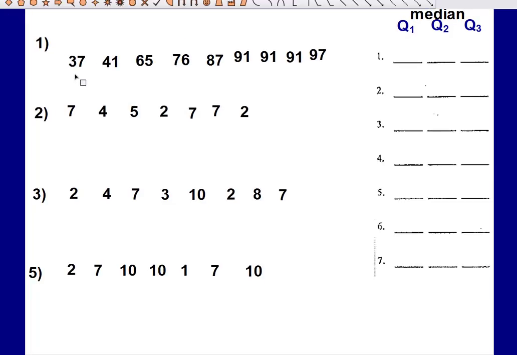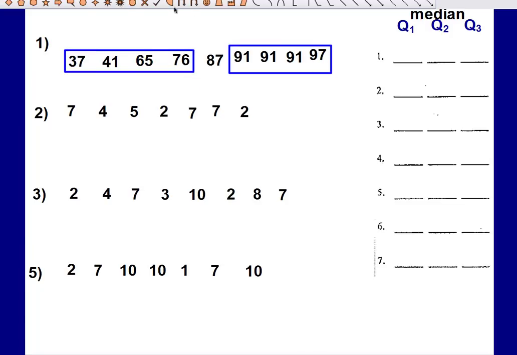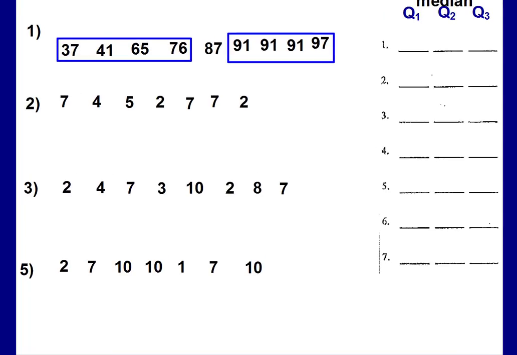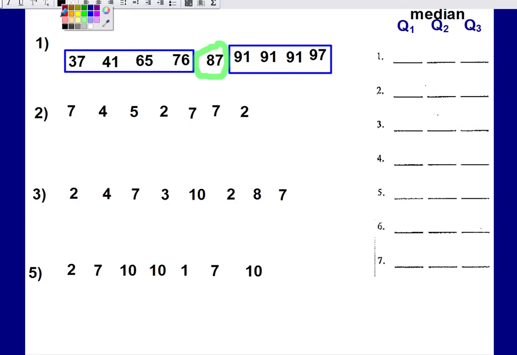So that means I'm going to break up my data. I'm going to have 4 numbers that are going to be my lower half. So I'm going to put a square around the lower 4 numbers, and I'm going to put a square around the upper 4 numbers. And then you'll see we are left with 87 in the middle. This is your Q2. This is your median. So over here for my number 1 answer, under Q2 I can put 87. So that was pretty easy.